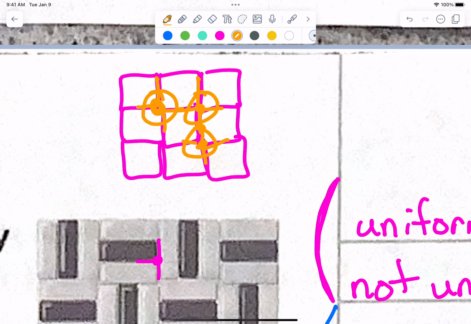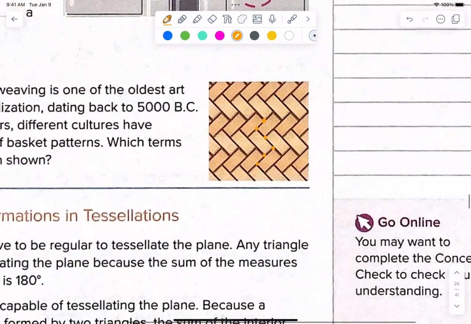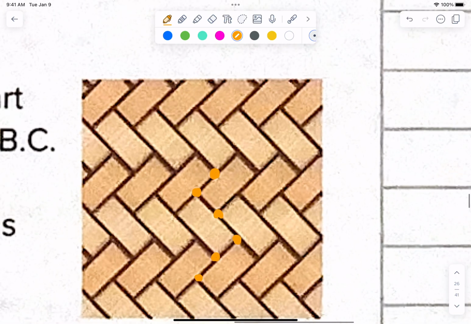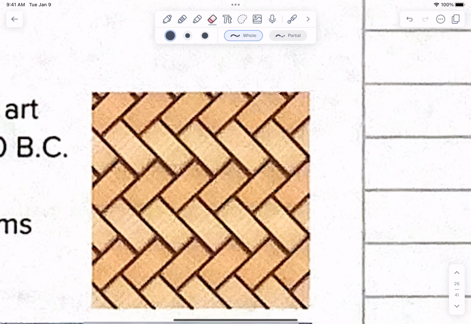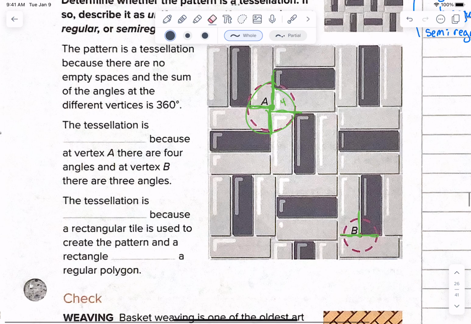So if you had a bunch of hexagons like in a honeycomb kind of thing, that would be? Let's look at this guy right here. Actually, let's go ahead and fill out this. We'll come back to your question in a second, Megan.